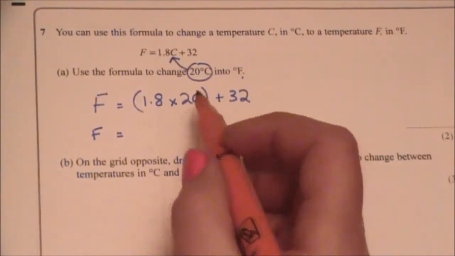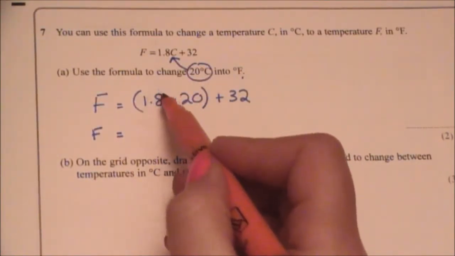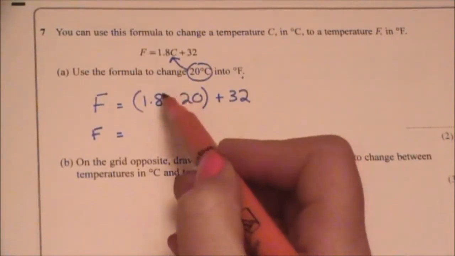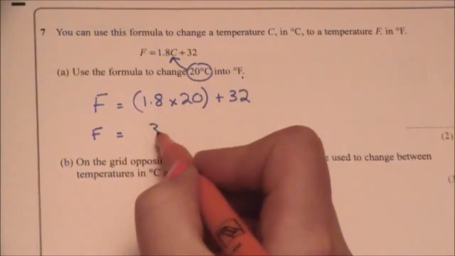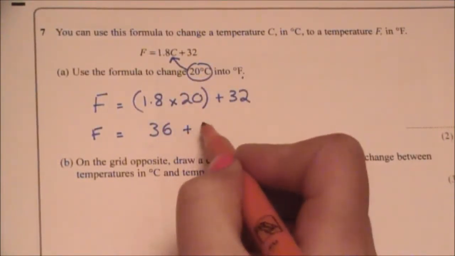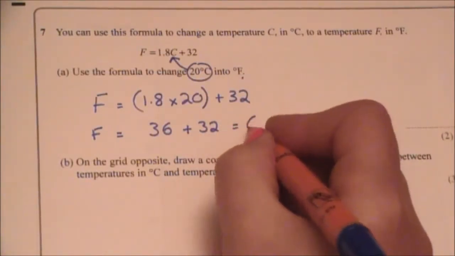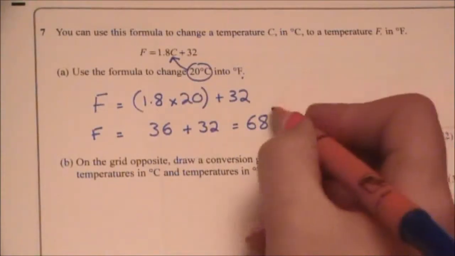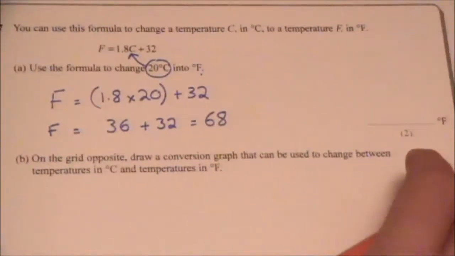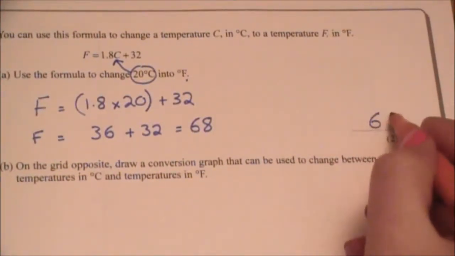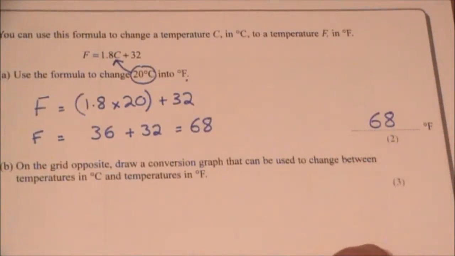Sounds a little tricky, but when you consider that 1.8 times 10 would be 18, and then you double that, it's going to be 36. And then when you add your 32 on, that gives you a temperature of 68 degrees Fahrenheit. So the answer is 68 degrees Fahrenheit.